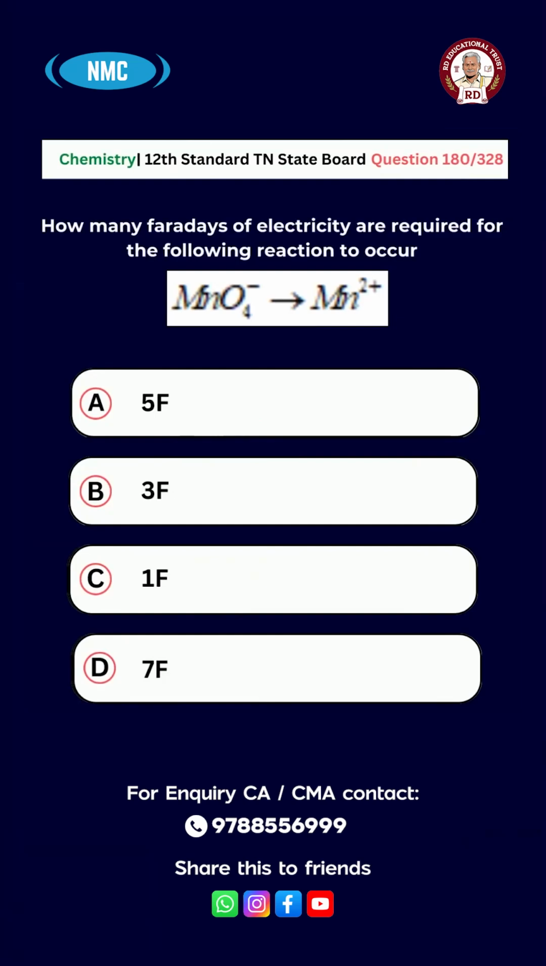Question number 180. How many faradays of electricity are required for the following reaction to occur? MnO4- gives Mn2+. Option A, 5F. Option B, 3F. Option C, 1F. Option D, 7F. The correct option is option A, 5F.